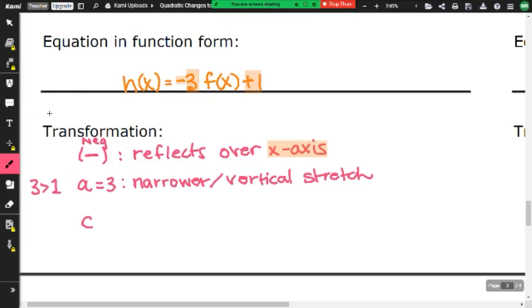Okay? We also are given C, the value of 1. How does the number 1 compare to the number 0? It's greater. So if that is greater than the number 0, what happens to the parabola? Shifts which way? Shifts up 1 unit. It shifts up 1 unit. Questions so far?